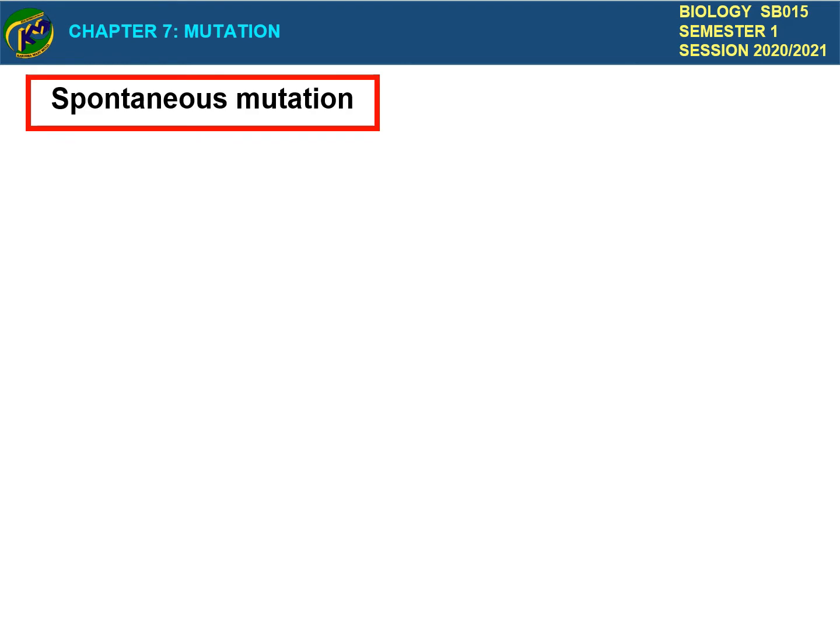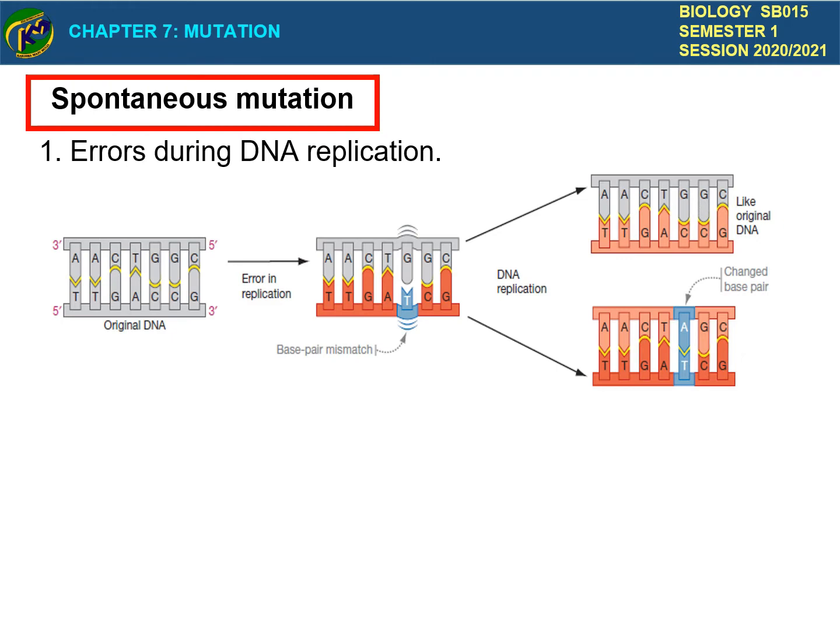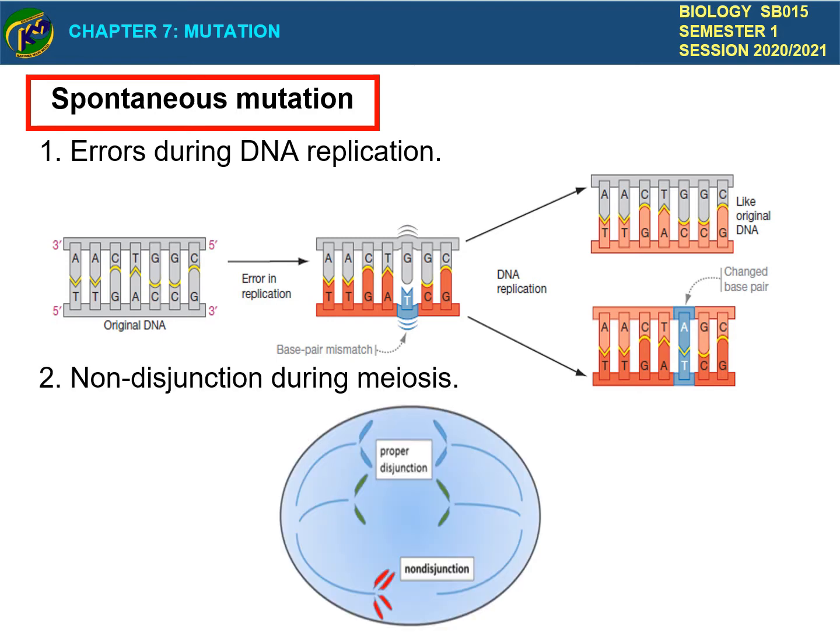Spontaneous mutation can occur due to error during DNA replication when the nucleotide base pairs up with non-complementary bases and the errors are not corrected by the DNA repair system. It also can occur due to non-disjunction during meiosis. Non-disjunction occurs when homologous chromosomes or sister chromatids fail to separate during meiosis 1 or meiosis 2.